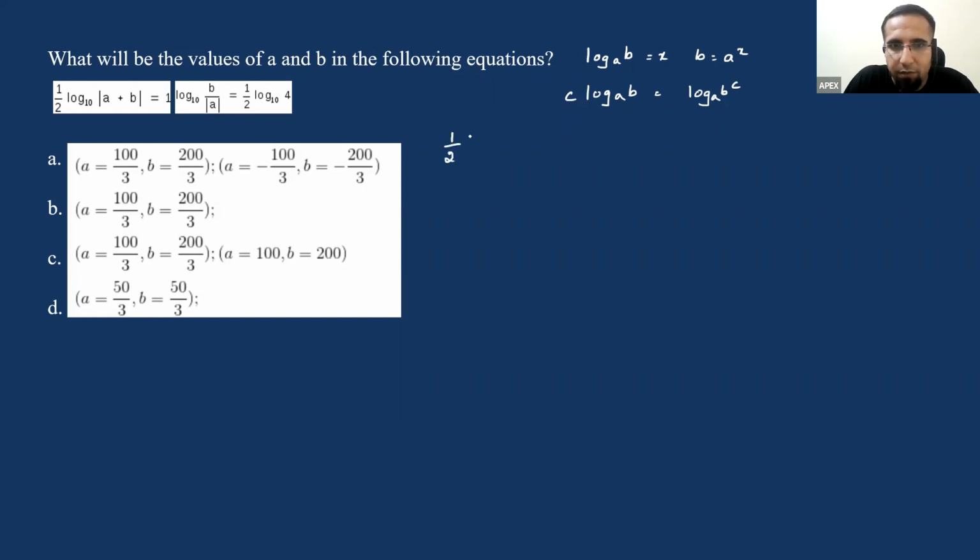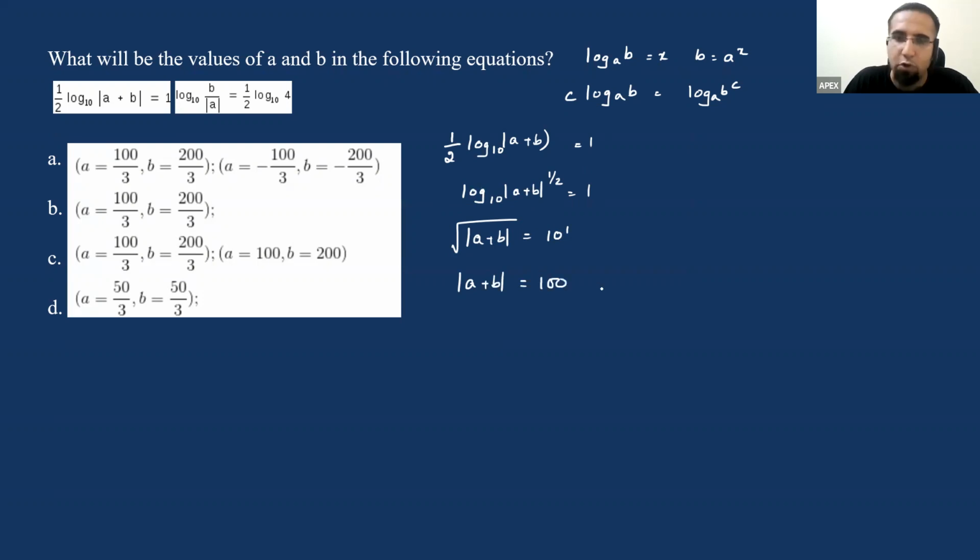The first part says I have half log mod of a plus b base 10 is equal to 1. So let's first take the half on the power here. So log mod of a plus b to the power 1 by 2, base 10, is equal to 1. If I need to remove the log, clear? I can write this as mod of a plus b whole root is equal to 10 to the power 1, that is 10. Or in short, I get mod of a plus b is equal to 10 square, that is equal to 100. This is the first simple part that I need to apply here.